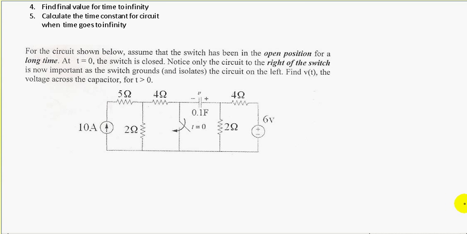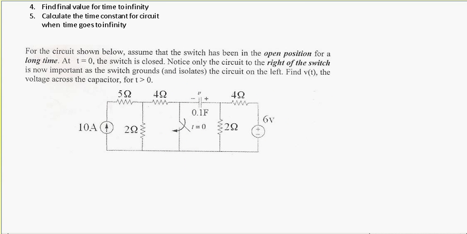Okay, so in this circuit, the switch has been open for a long time. This switch right here has been open. So we have this circuit here, and at t equals 0, this switch closes. And when the switch is closed, notice that the right side of the switch is the only important part, because this, when the switch is closed, is attached to ground, and this whole left side is a whole different circuit. It's isolated by itself. So when the switch is closed, we only worry about the right side of the circuit.